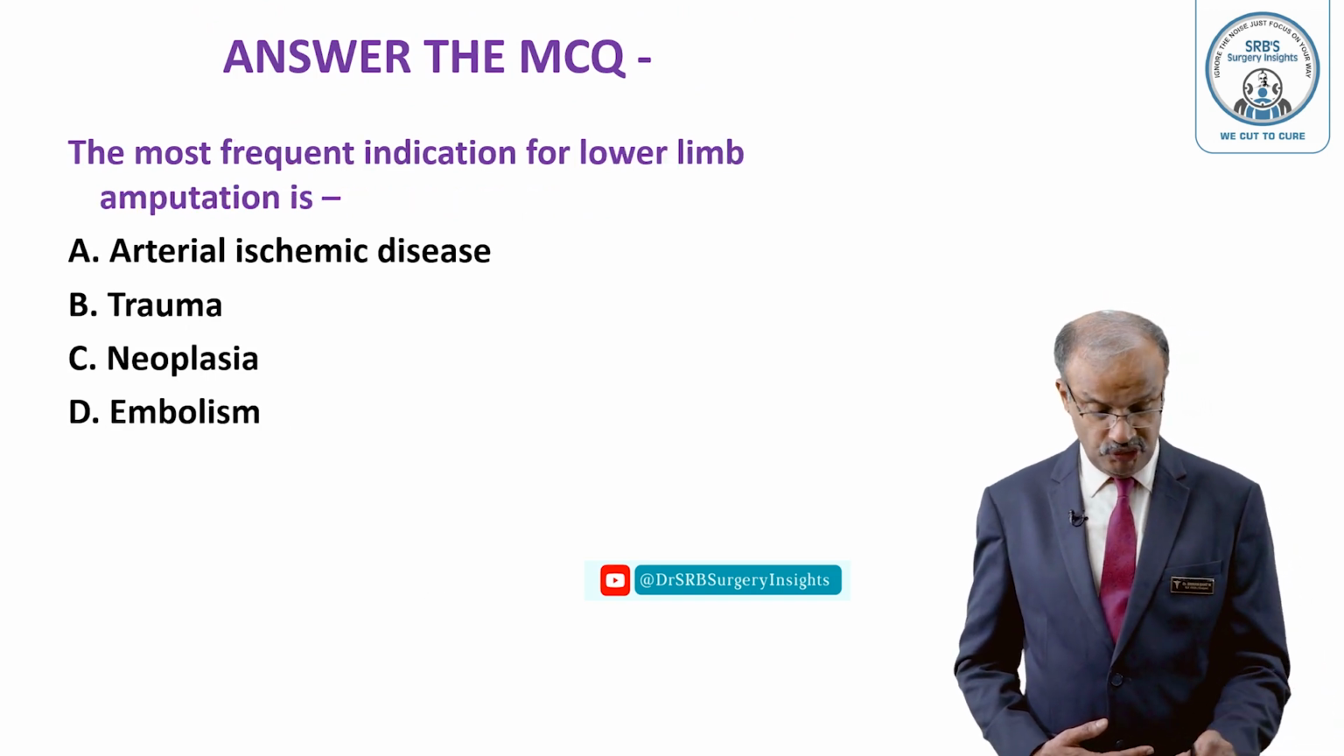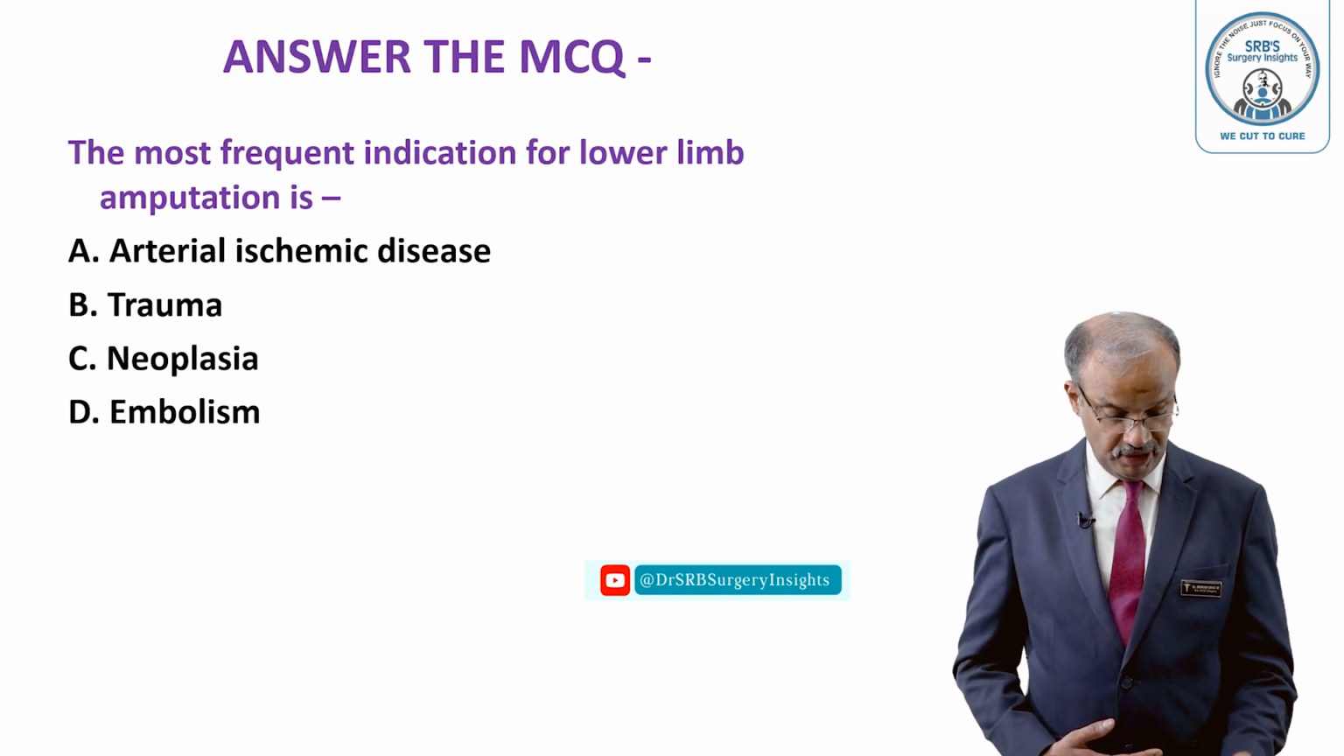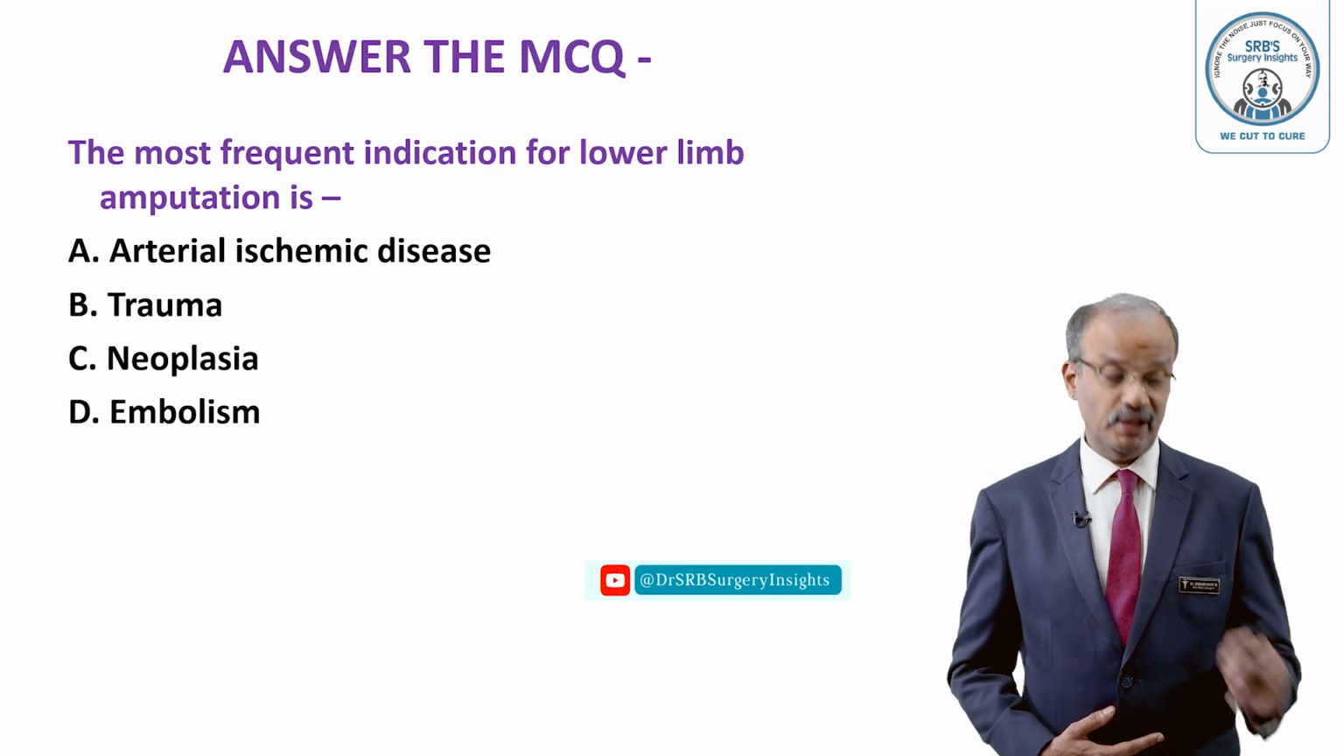Another MCQ: the most frequent indication for lower limb amputation is arterial ischemic disease, trauma, neoplasia, or embolism. Again, give the answer in the comment box. In a later period, I will give the right answer.